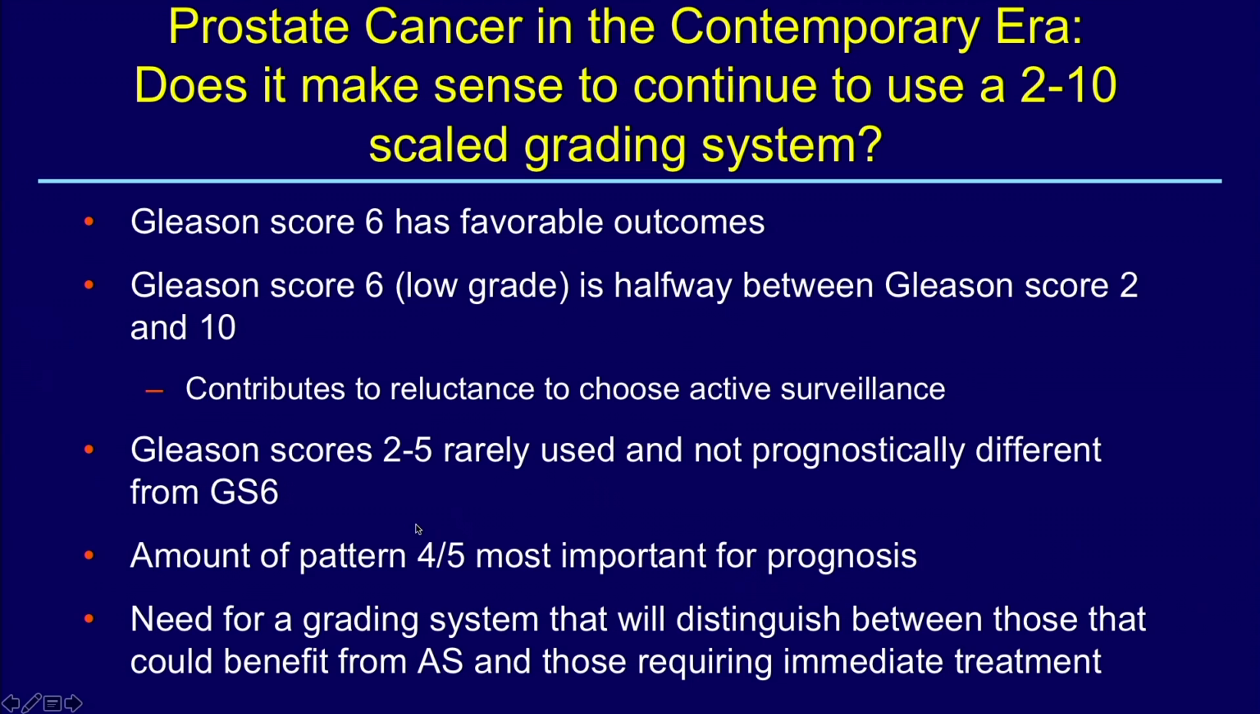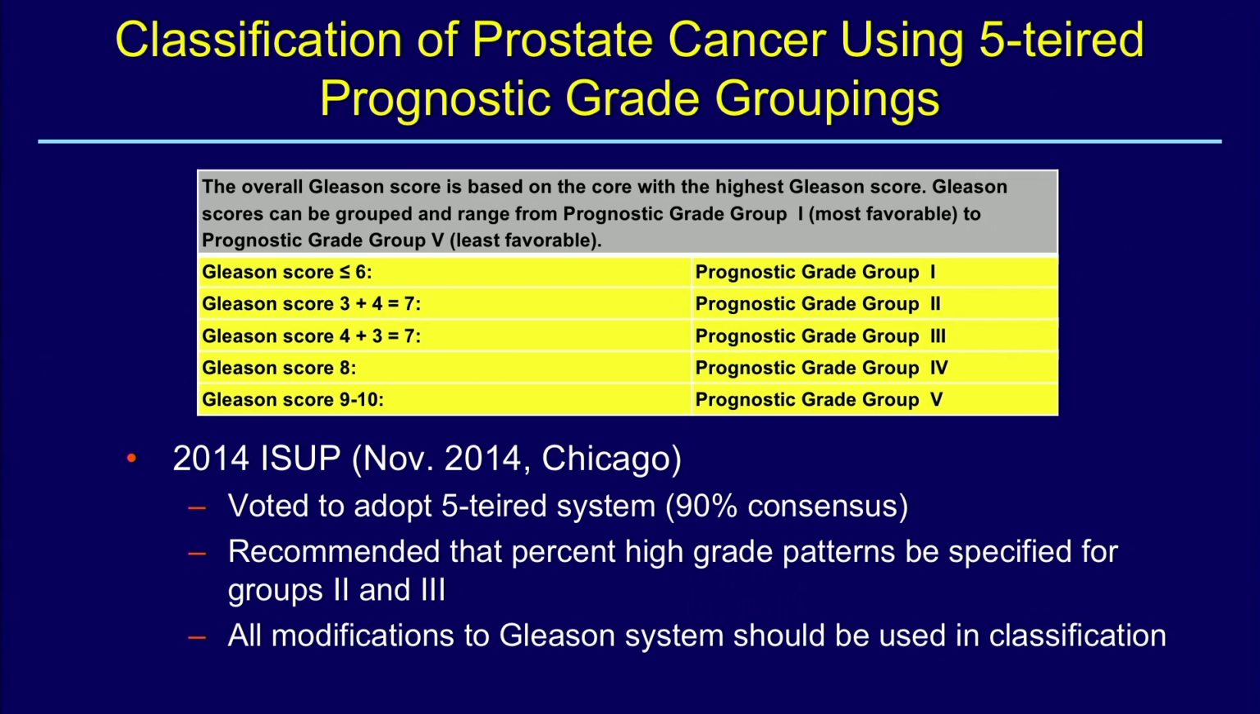So we need a grading system that could better allow us to tell patients by classification who is an appropriate candidate for active surveillance. And that's where the grouping came in. And the prognostic grade groups look at Gleason scores of 6 or less as prognostic grade group 1, the best that you can have. 3 plus 4 is 2, 4 plus 3 is 3, 8 is 4, and 9s and 10s are 5. And if you'll notice here, that increasing prognostic group really reflects the amount of the high-grade tumor, patterns 4 and 5, relative to the amount of 3. Okay, that's what it is.